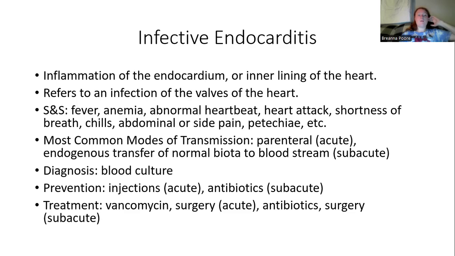The most common modes of transmission for acute endocarditis were parenteral. And then for subacute, it was the endogenous transfer of normal biota into the bloodstream. It was diagnosed via blood culture, and to prevent acute endocarditis, you would get an injection, and subacute would be treated with antibiotics. An antibiotic includes vancomycin, and surgery for acute, and then antibiotics and surgery for subacute.